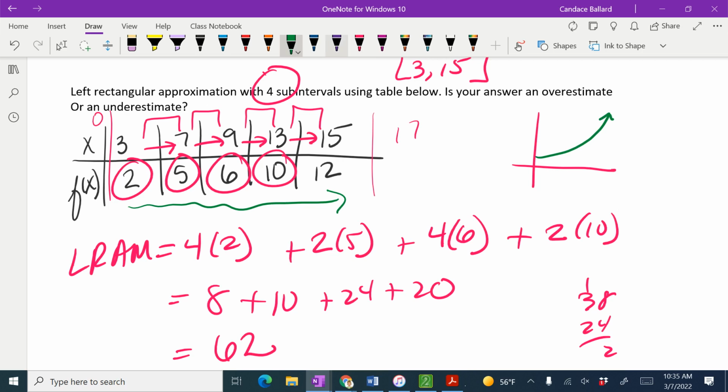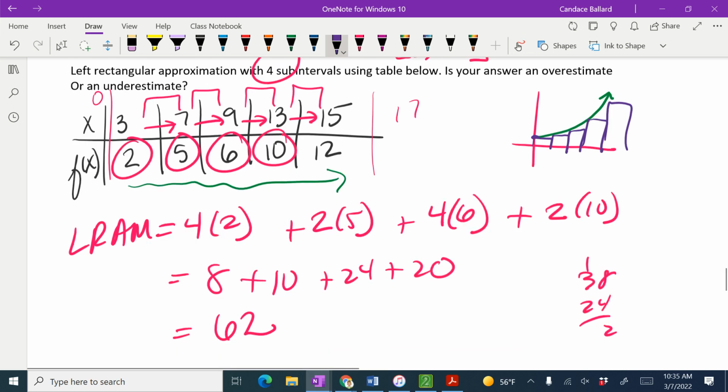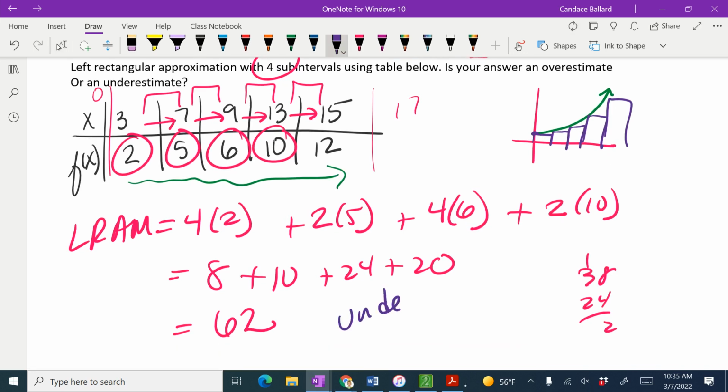I know I am coming at it from the left. So my first height would be here, and I go like that. My next height would be like that. My next one like that. So it should be really obvious. Is it an overestimate or an underestimate? Underestimate. Good.